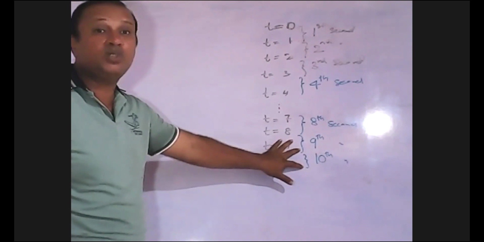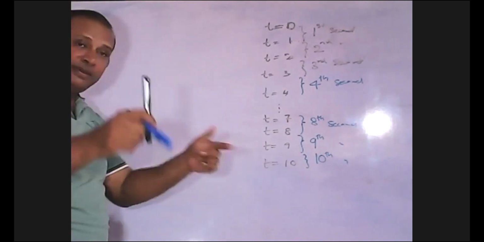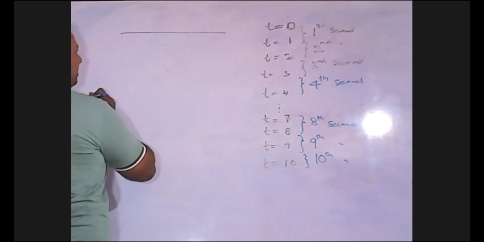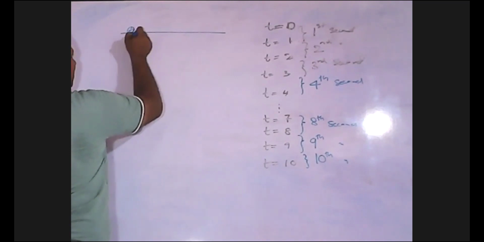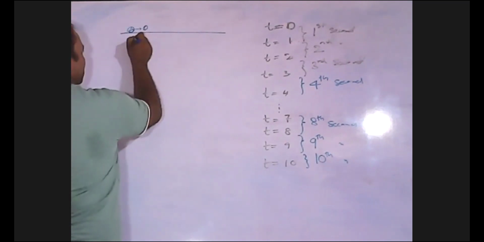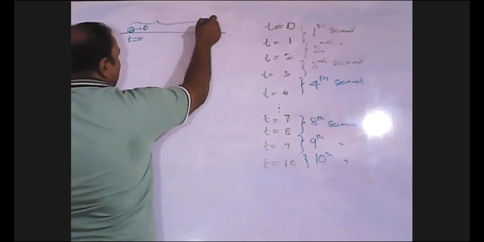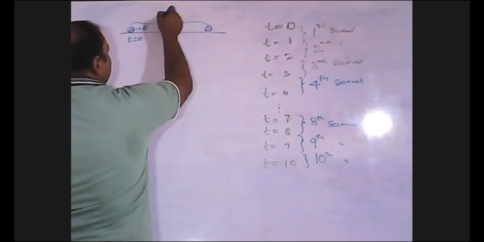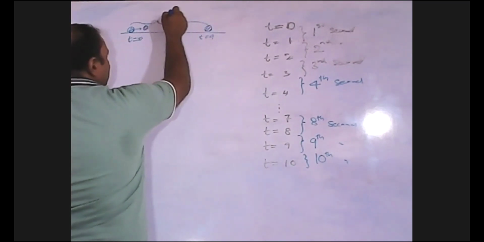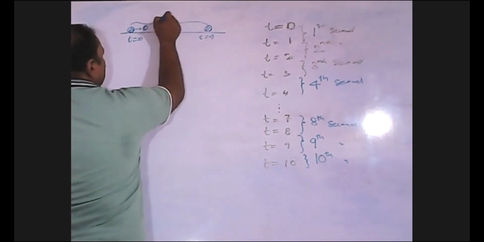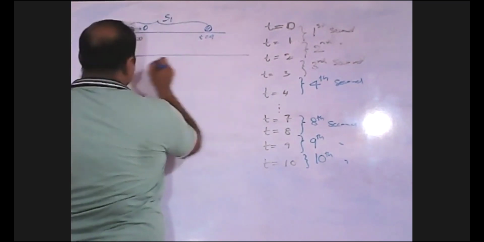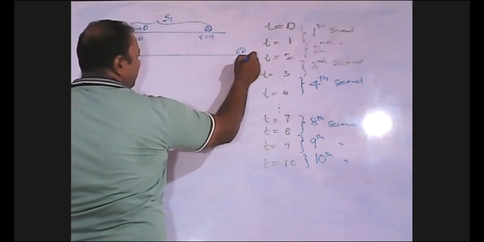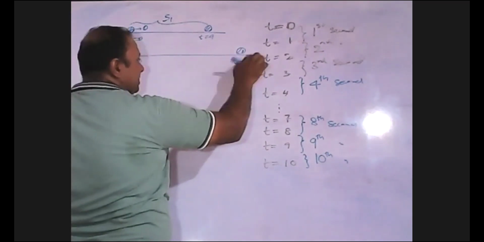Okay. Therefore, if you want to find the distance traveled within the 10th second, you have to find the distance traveled in between these two. Suppose the distance traveled within 9 seconds is S1, and suppose the distance traveled within 10 seconds is S2.